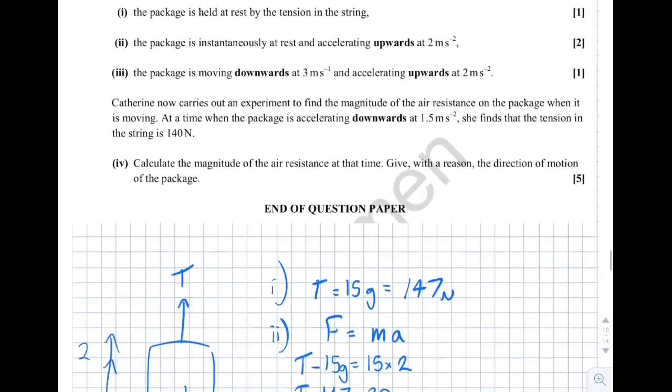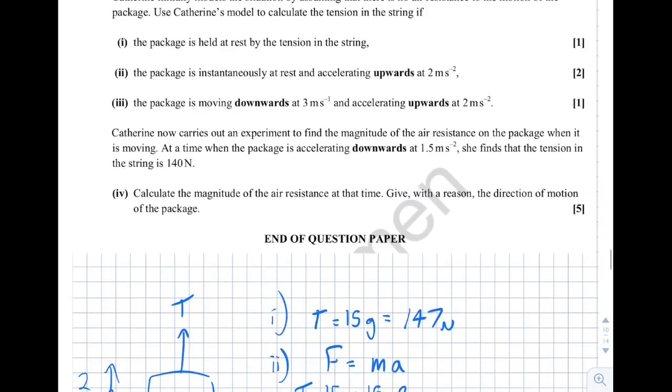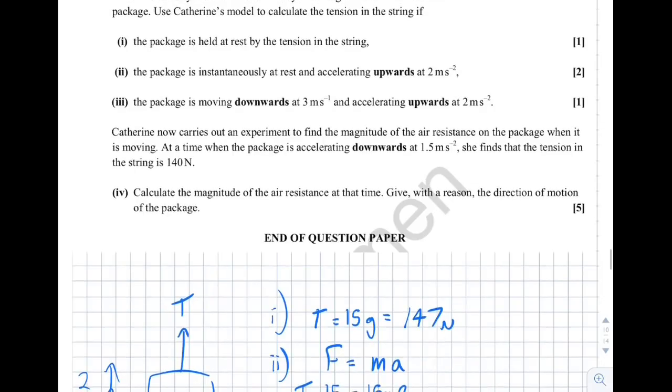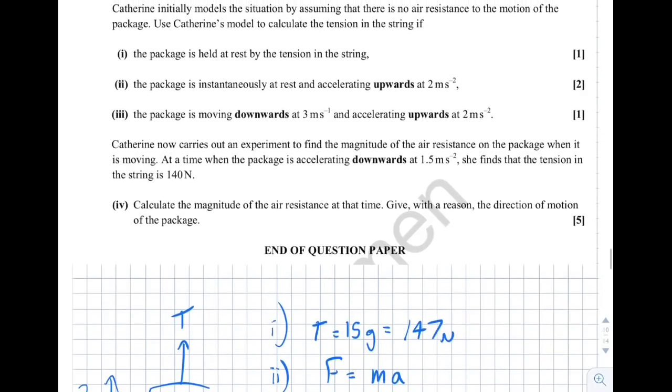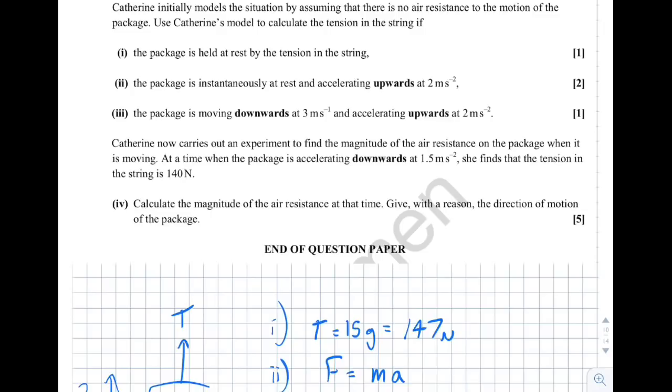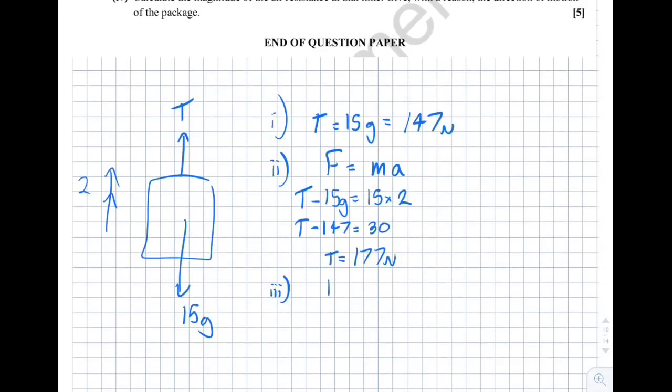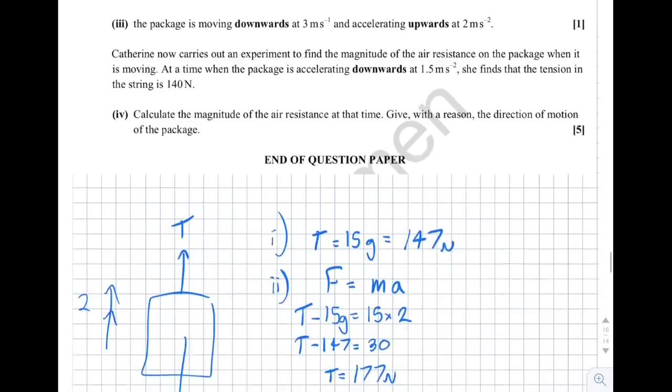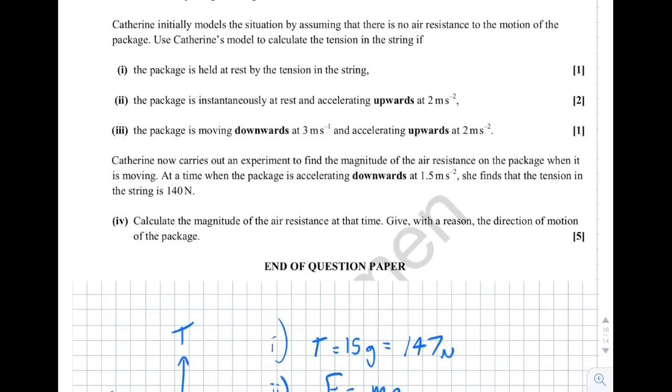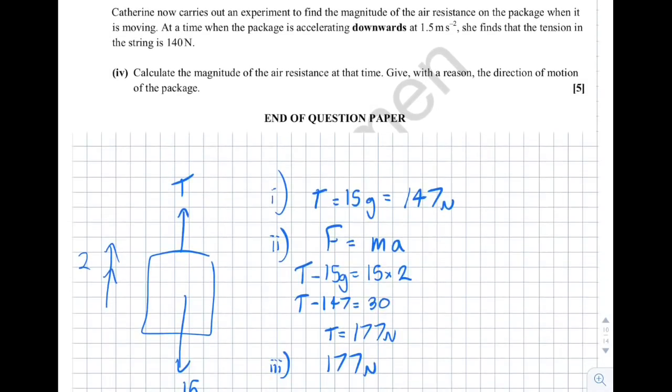Okay, part 3. The package is moving downwards at 3 meters per second and accelerating upwards at 2 meters per second squared. Now, the fact that it's moving actually doesn't have any bearing on the question. All that matters is the acceleration. So actually the answers for parts 2 and 3 are going to be the same. It's going to be 177 newtons again, because the only thing that affects the force is the acceleration, not the speed.